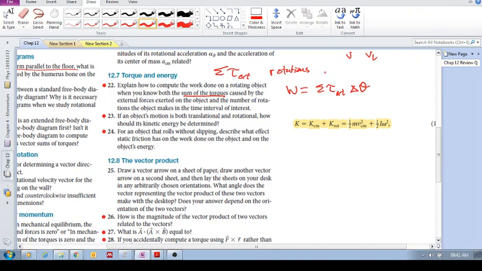Okay, remember it's similar in the translational analogy. You've got the sum of the forces times what? Delta x, right? That's the work done on an object. Okay, so it's similar with rotation. We have this equation here. Now the thing is, remember, all you've got is the number of rotations.